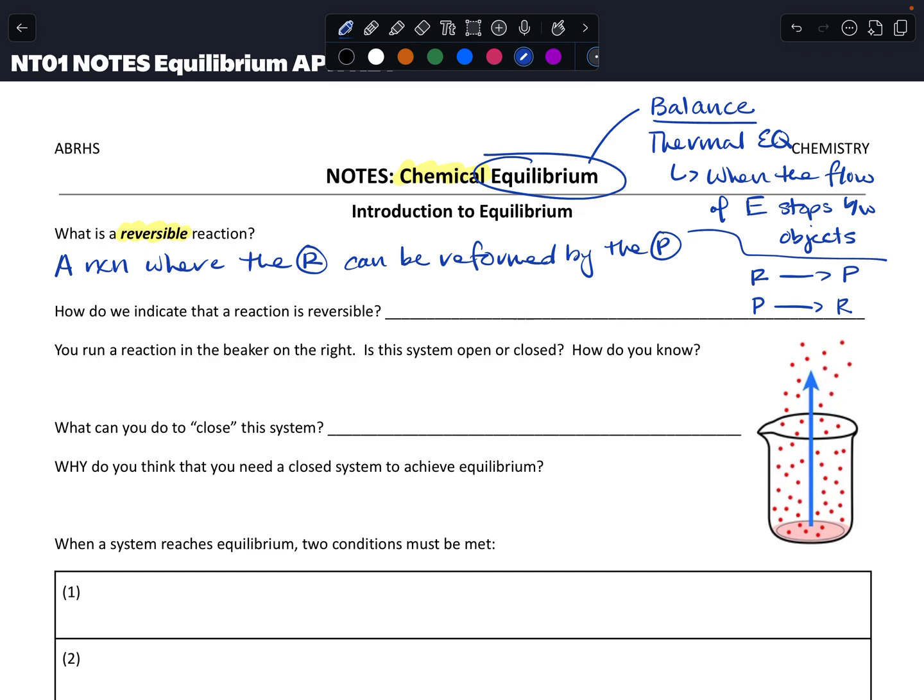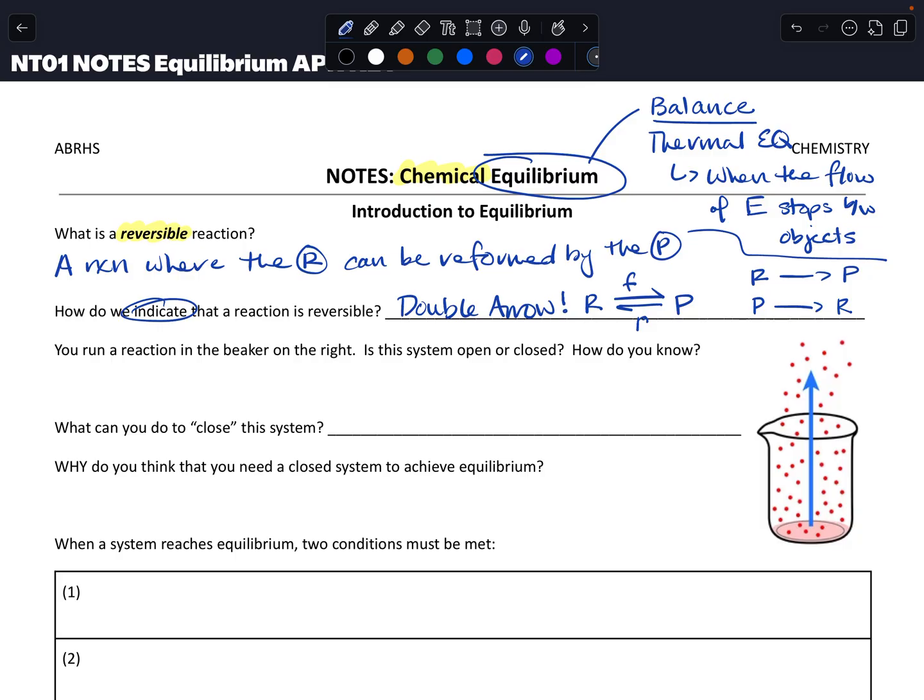All right. How do we indicate that a reaction is reversible? We're going to use a new type of arrow. We're going to use a double arrow. We've been writing things with a single arrow that indicates one direction. Now we're going to see reactants on one side and a double arrow like this and products on the other, showing that the reaction can go forward, which would be reactants to products, or it can go in the reverse, which would be products to reactants.